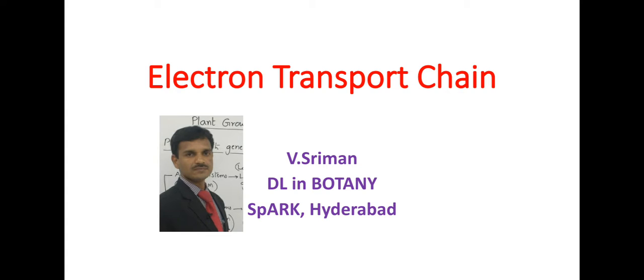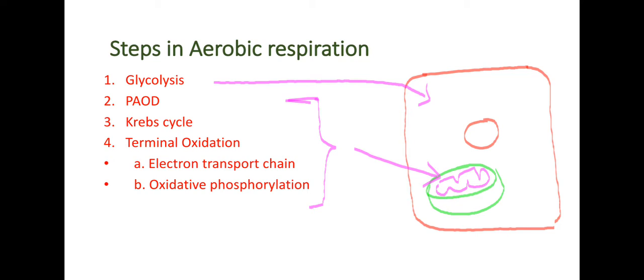Hello. Now we will discuss the electron transport chain of aerobic respiration. Before going to this topic, we will see what steps are involved in aerobic respiration. Aerobic respiration is completed in 4 steps. First one is glycolysis, which takes place in the cytoplasm.